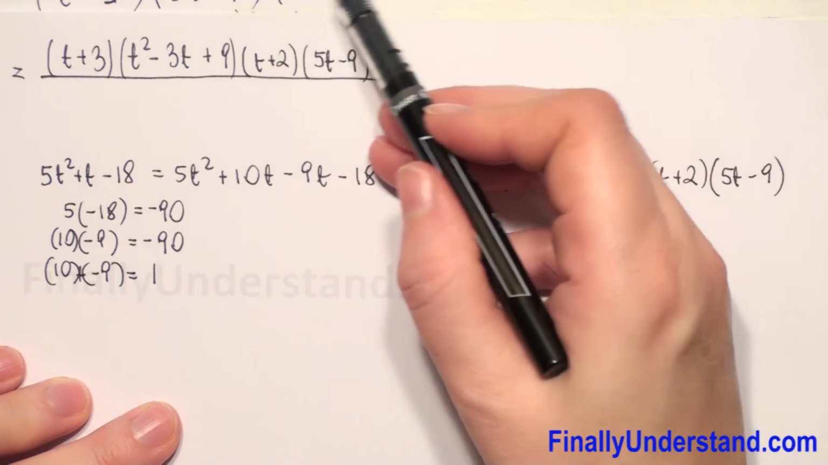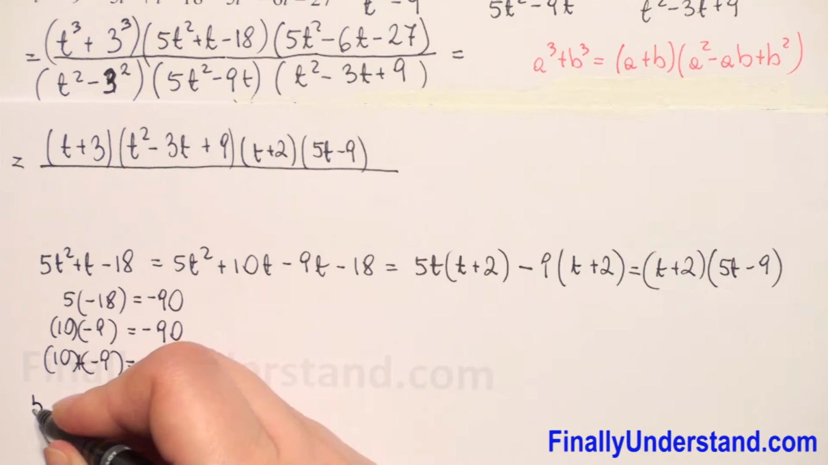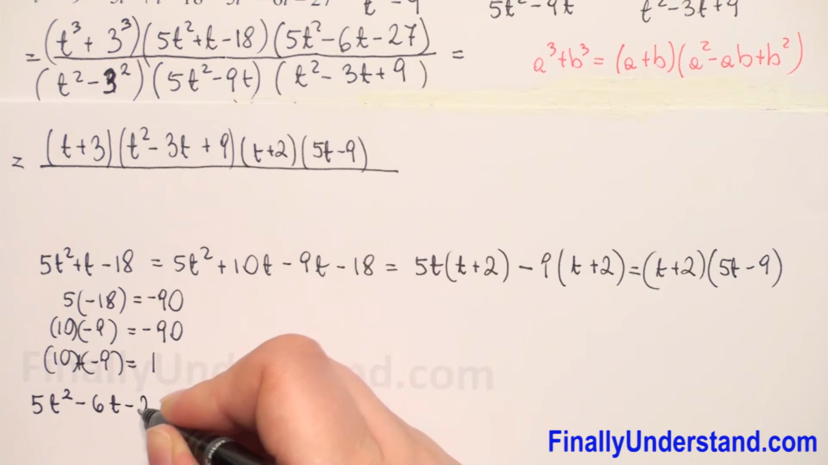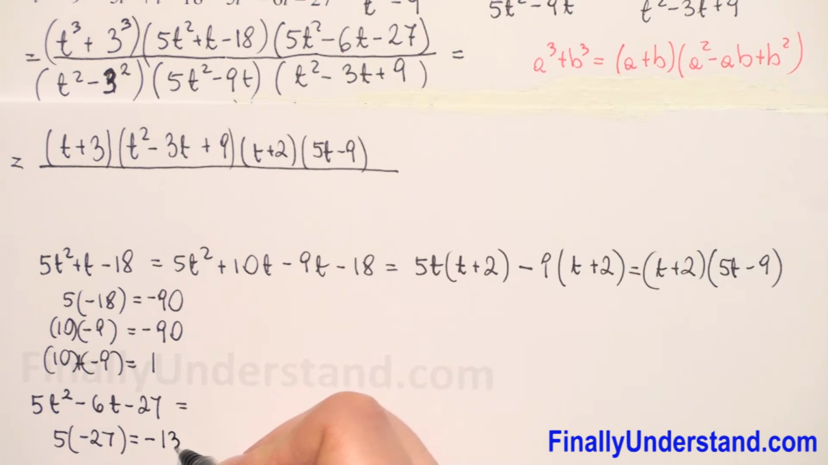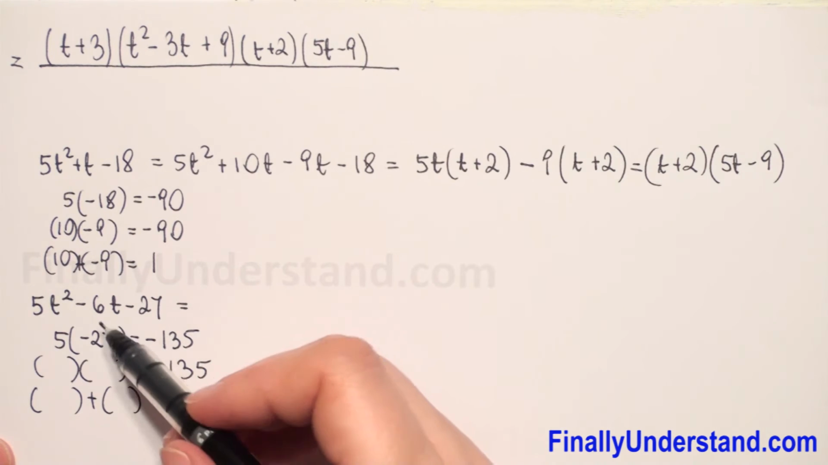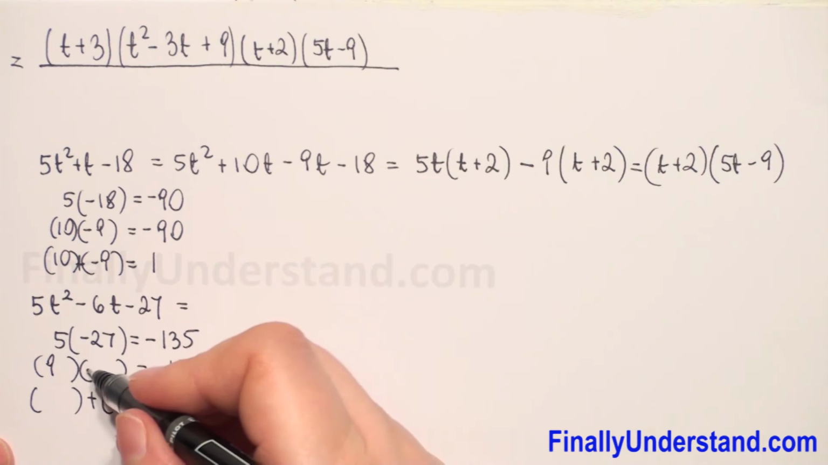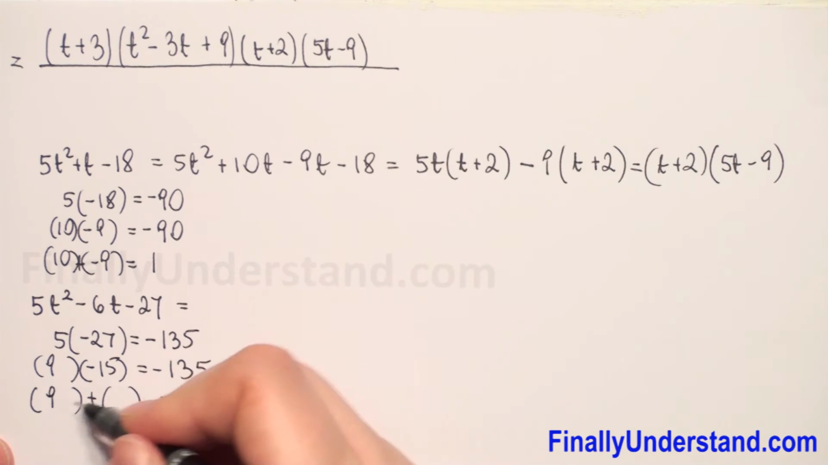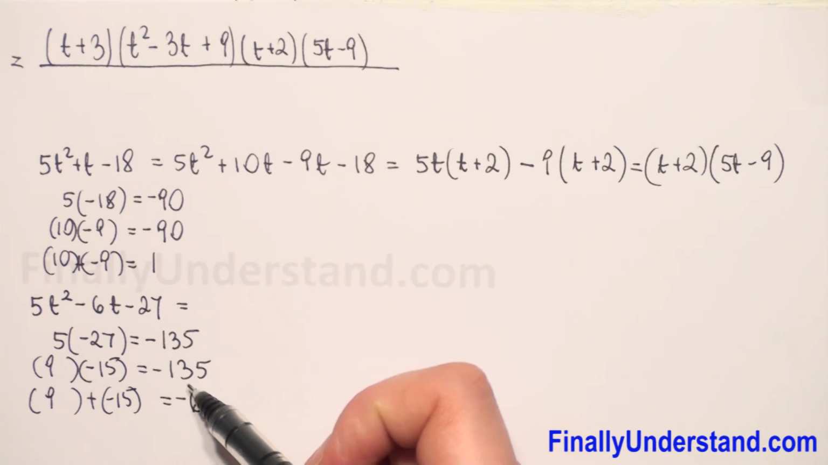Next, we will have again a quadratic trinomial, so we will try to factorize again by using the grouping method. We have to multiply the coefficient before t squared times the constant. This is equal to negative 135. And now we have to find two numbers which multiply to negative 135, and when we add these two numbers we get the coefficient before t, negative 6. So it will be 9 and negative 15. When we add, we have negative 6, and when we multiply, it is negative 135.